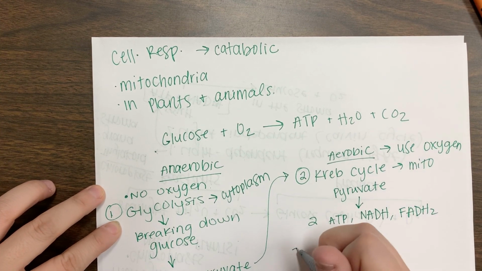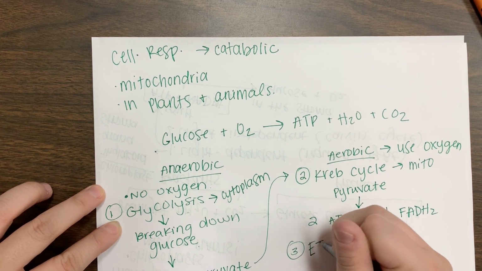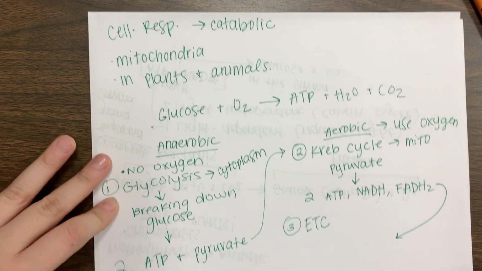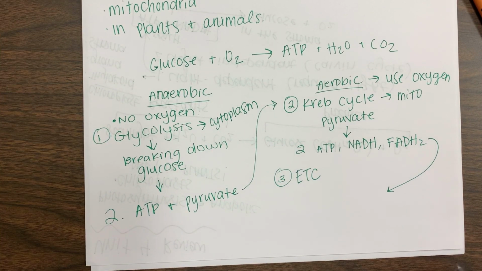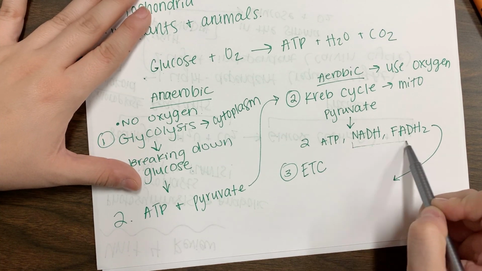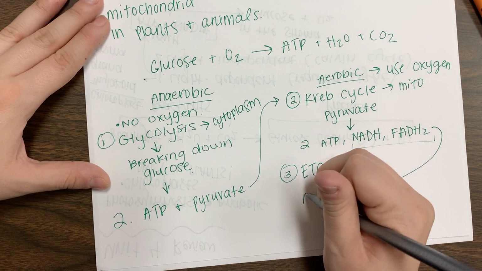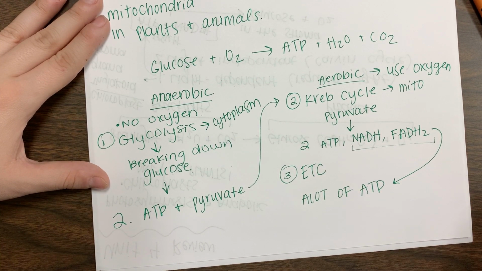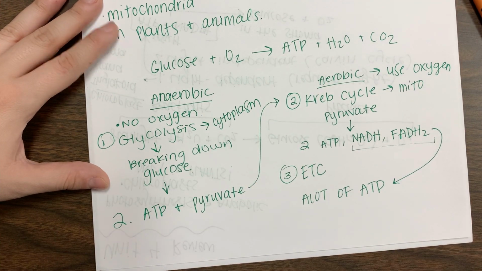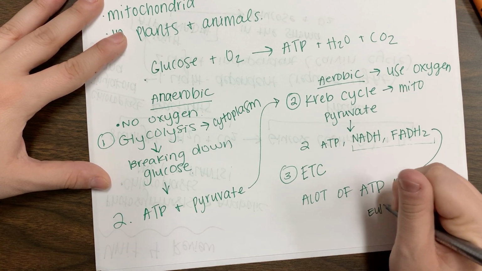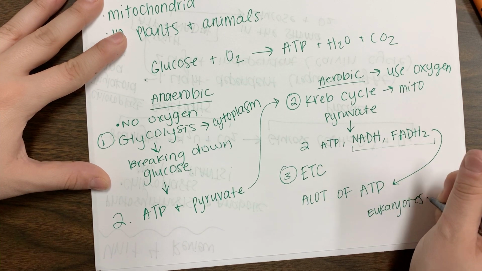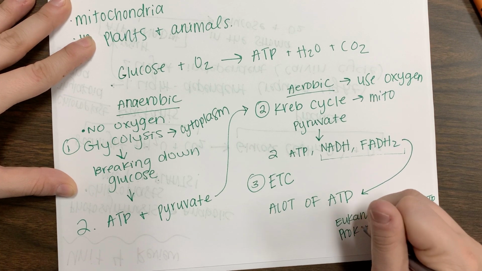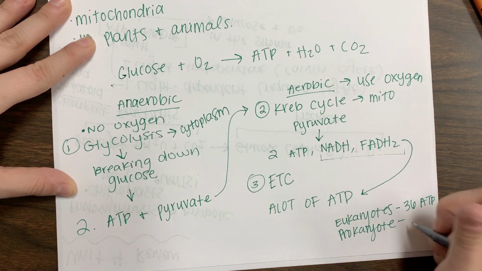Okay, so now we're getting into the electron transport chain, so ETC. You're taking these molecules and you're going to break them down. So you're going to break down NADH and FADH2, and you're going to make a lot of ATP. You will end this entire process, for eukaryotes, you'll end up with 36 ATP. If you're a prokaryote, you'll end up with 38.